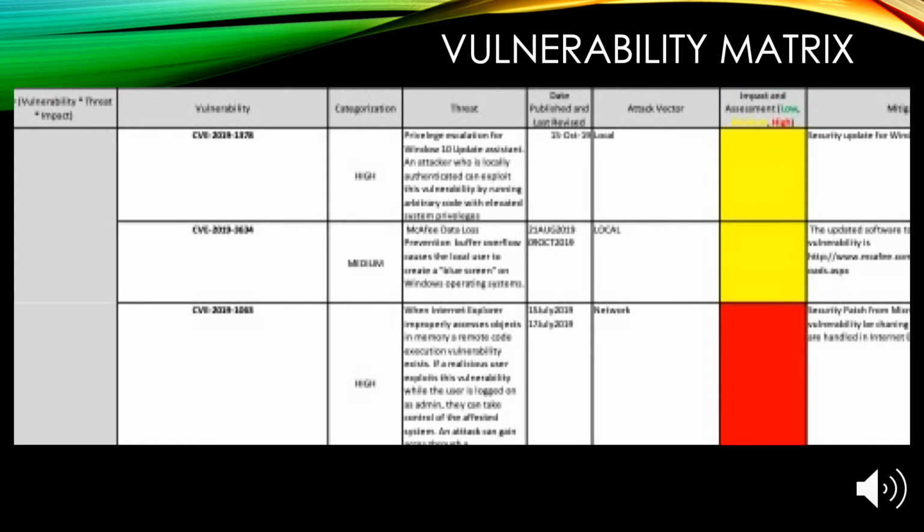The following slide shows a vulnerability assessment matrix. The vulnerabilities listed have the potential to affect the United Kingdom.